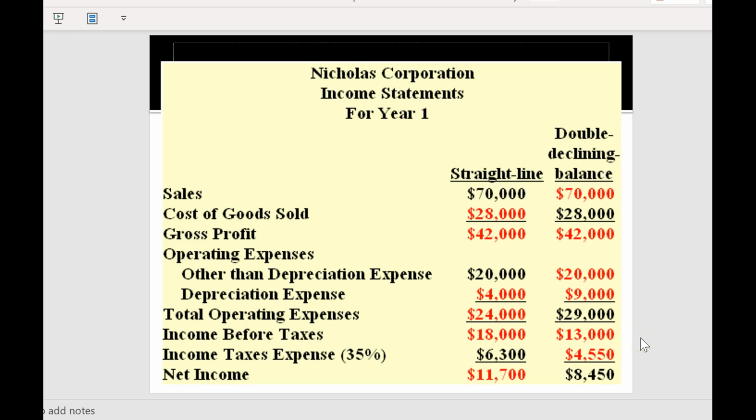Okay, so you can see if we use straight line depreciation, everything else equal, the depreciation expense will be 4,000 and the income tax will be 6,300, which means that's the cash we are going to pay IRS. For double declining, the expense will be 9,000, everything else equal. The tax expenses will be 4,550. The difference between the two are the savings in cash.